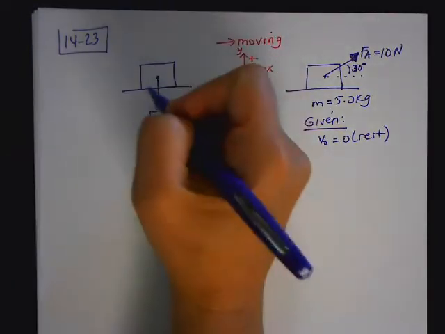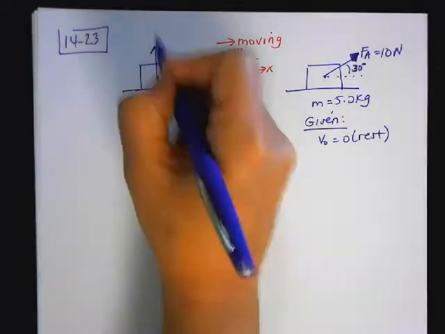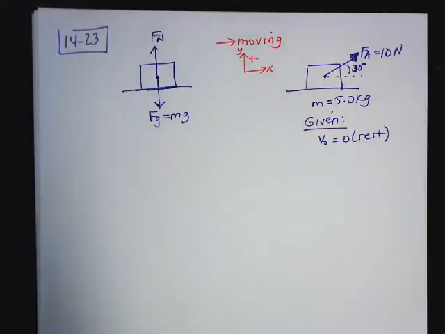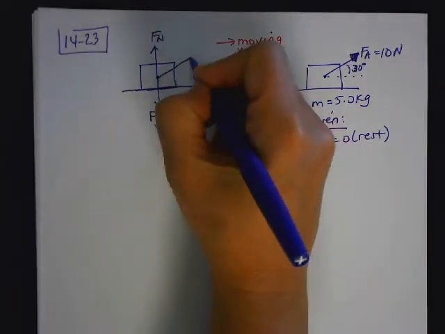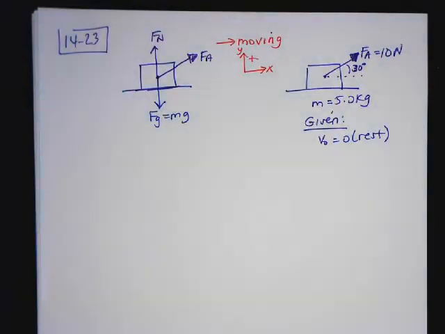Now, this is a contact force here. The weight is pushing down. The normal force is going to push up. Now remember, the normal force is always going to be perpendicular to the surfaces in contact. Okay? Don't think up, think perpendicular to the surfaces in contact. All right, and then I have my 10 Newton applied force here. So those are all the forces acting on the object.